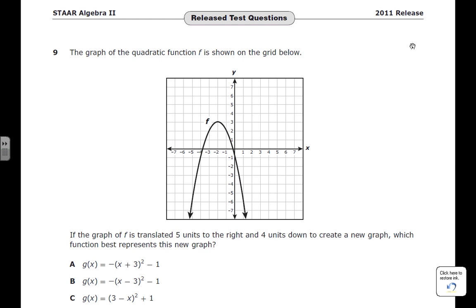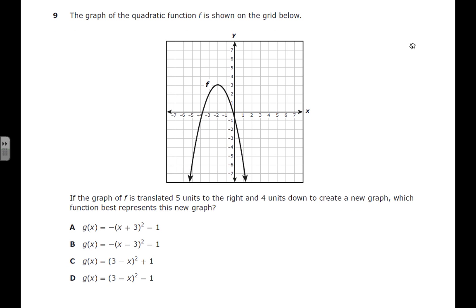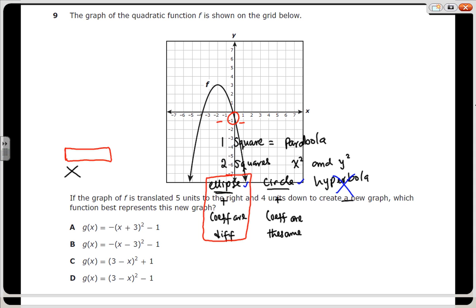Question number 9. It says the graph of the quadratic function f is shown in the grid below. If the graph of f is translated 5 units to the right and 4 units down to create a new graph, which function best represents the graph? Now, first of all, let's look at the opening of this graph. It opens down, this is a parabola that we have right here.